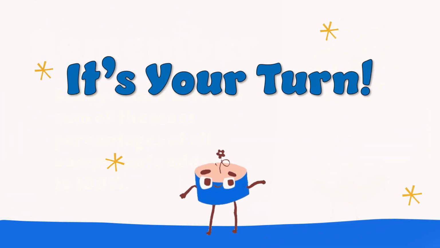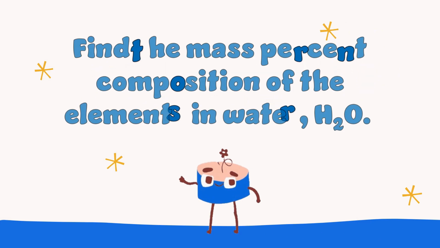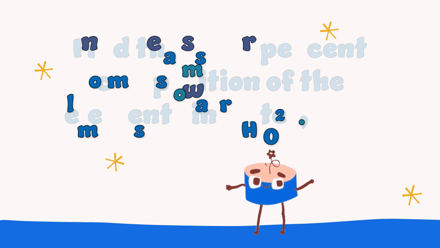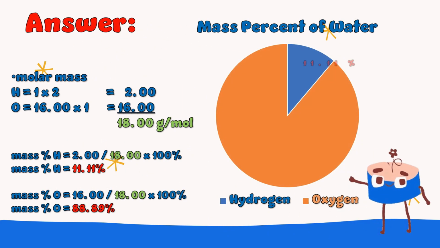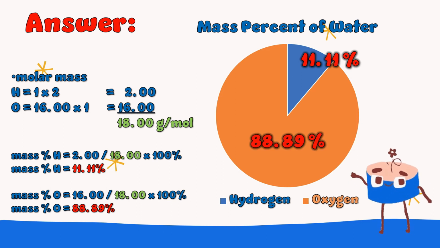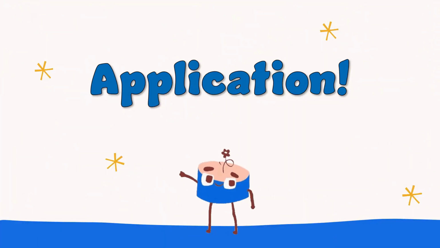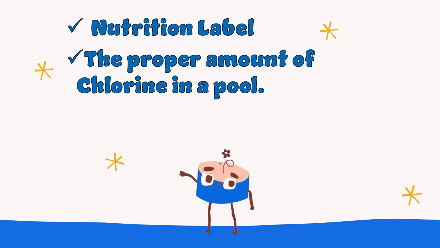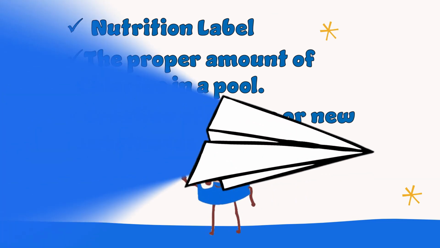Now, it's your turn. Find the mass percent of the elements in water, H2O. You may pause this video while computing it and play it to check your answer. The correct answer is 11.11% of hydrogen and 88.89% of oxygen. We usually use the percent composition to know the nutrition label of the food we eat, to measure the proper amount of chlorine in a pool, and to create medicine or new substances.